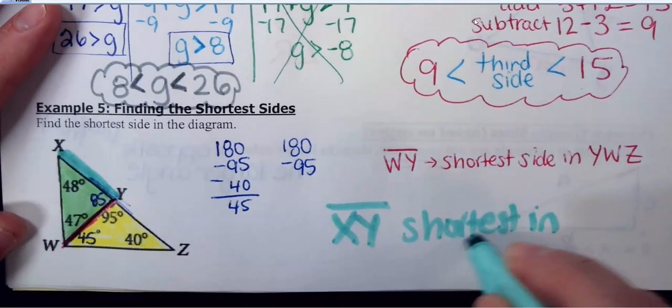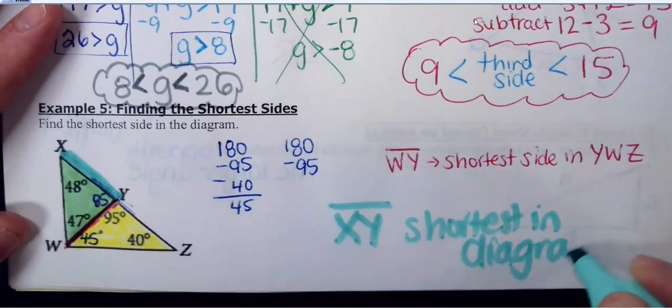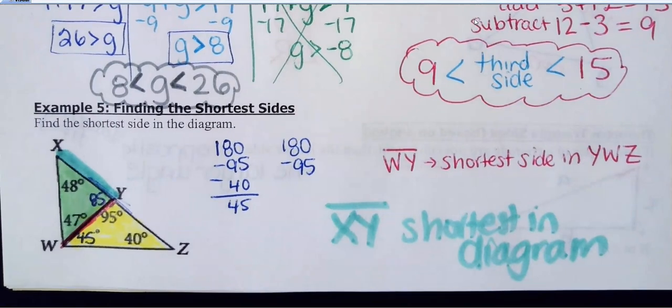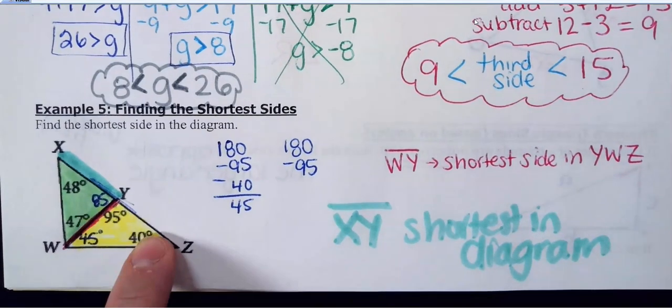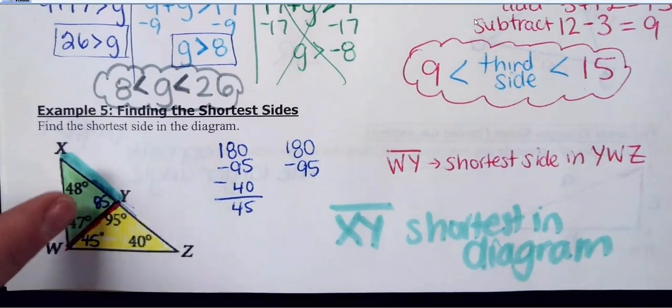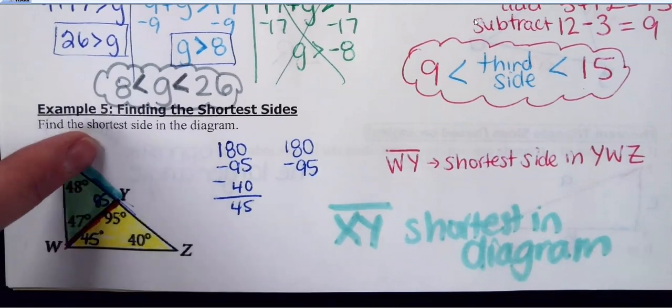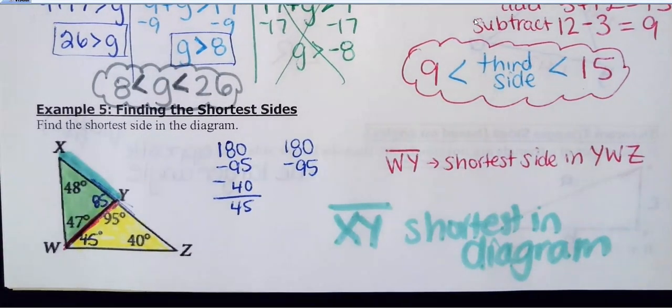All right, so that's a tricky question because we're using two different triangles. But I would always tell you, if you're trying to find the shortest side, find the smallest angle, and then check that side. So this was the smallest side in this triangle, but it's not the smallest side in the other triangle that I colored green. So XY would be the smallest side overall in that diagram.